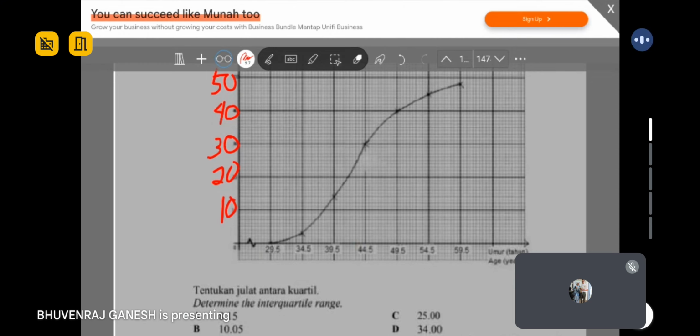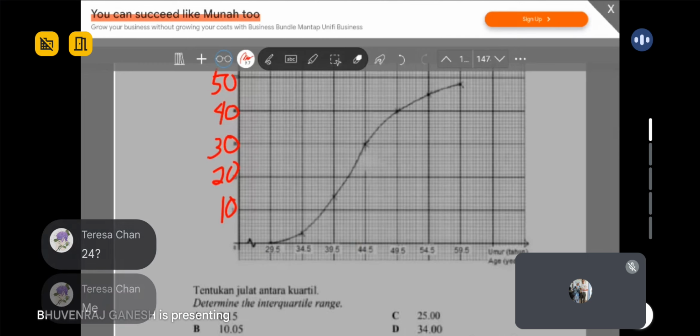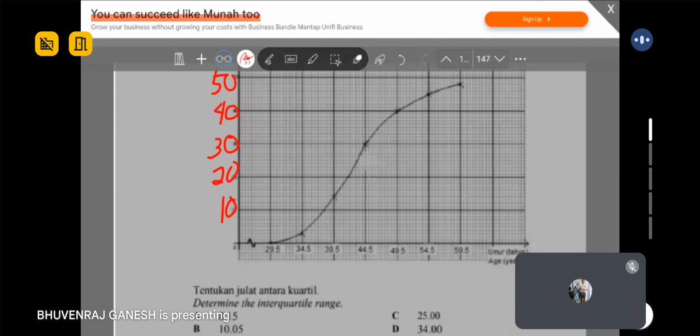Guys, just want to ask about the ogive. Any one of you here struggle to draw an ogive? Siapa rasa macam tak boleh lukis ogive ni? Okay, later got question. I will show you how to score in the subjective, how to draw the ogive.